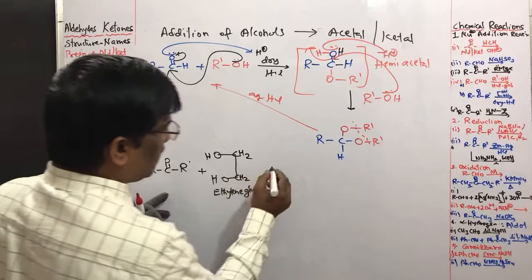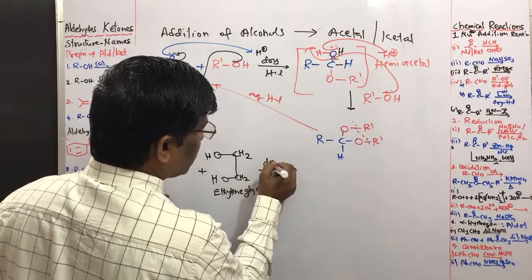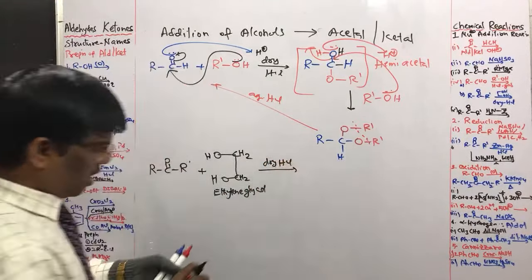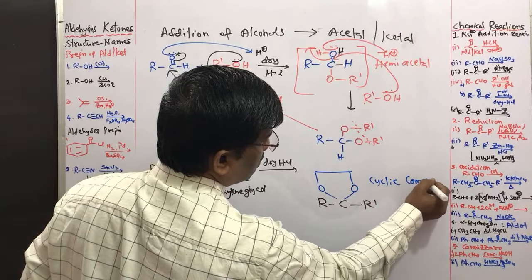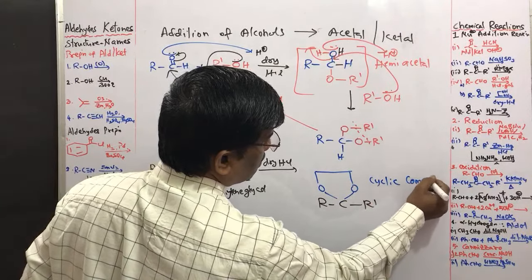Anyhow, so ethylene glycol in presence of dry HCl, it is going to form ketal. So R prime, and these oxygens are going to be like this 5-membered ring. So this cyclic compound we are going to get, this is ketal. The name is very important, students. Since we are getting from ketone, it is ketal, right? If it is getting from aldehyde, we write it as acetal.